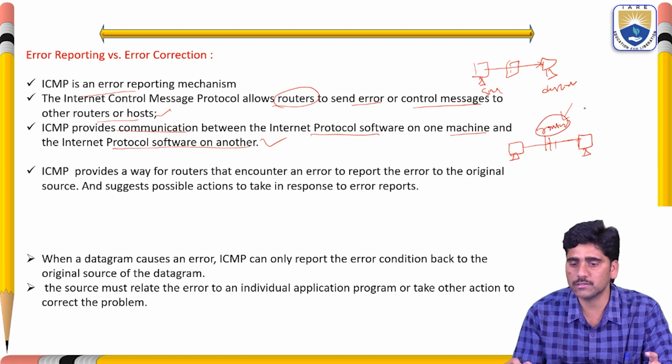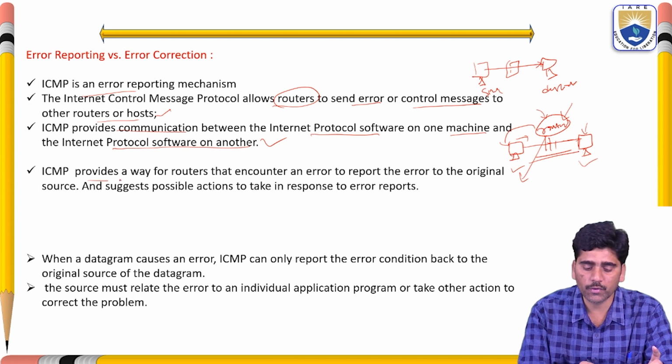If routers fail, then the entire communication will fail, so no data transmission occurs. If the routers have not failed but the data transmission fails, then the routers give a response because of the data transmission failures. The routers will inform ICMP that because of so and so issue, the data transmission may not have reached the destination side. This is the way ICMP provides communication between the Internet Protocol software on one machine and another machine.